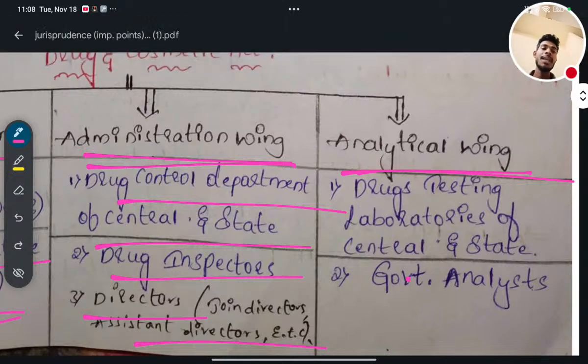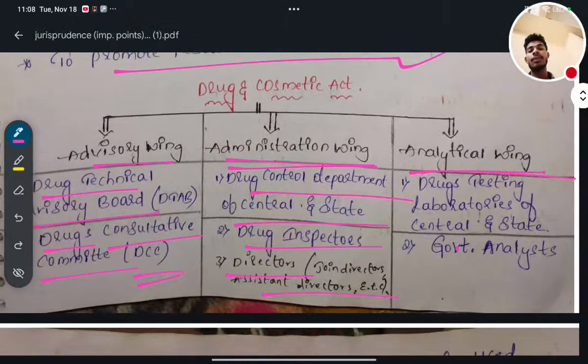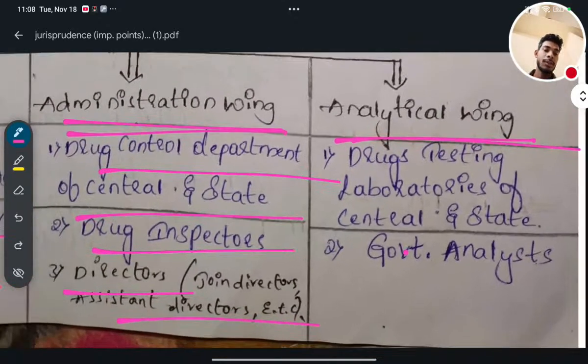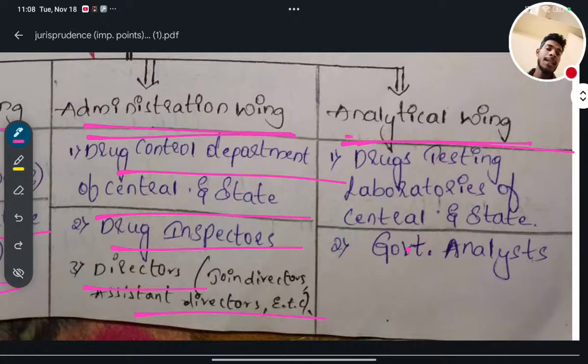If any problem is there, they will instantly report to the administrative wings, and the administrative wings will report to the higher authorities.